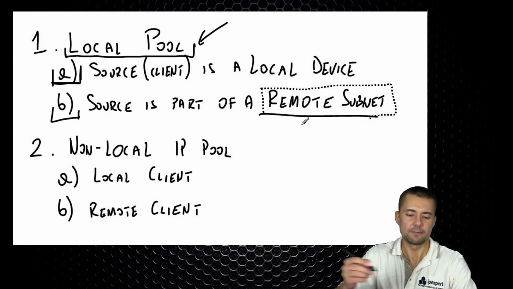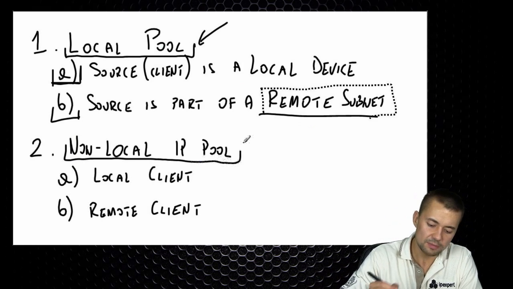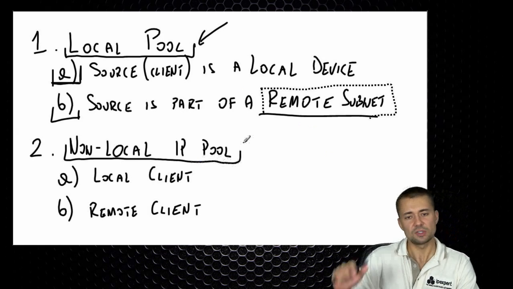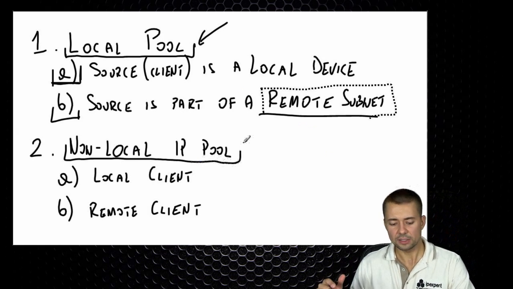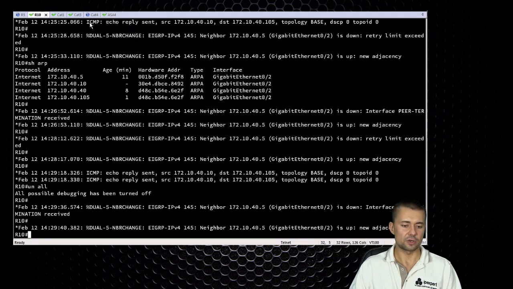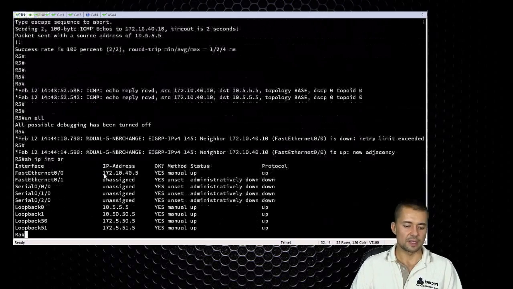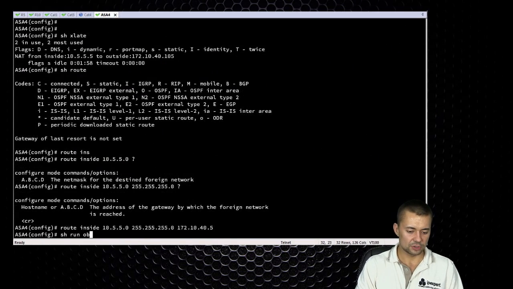Okay, so now the two remaining cases I would like to go over. This is going to be a non-local pool with, once again, the local client and remote client as the source of the translation. So let's quickly take a look at this first sub option, the local client. And again, I will change the address of router 5's FastEthernet 0/0 interface. So let's just remove this translation.